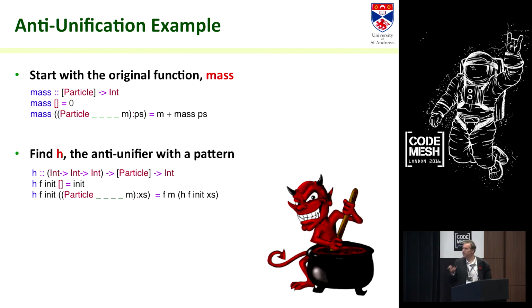So what we have to do is find the H, the anti-unifier, with some pattern. So what you can figure out is, well, H is a function, and what it does, it takes a function as an argument, something called init, and a list, and gives us back init. Or it takes a particle, and what it does is apply some function to M, and then recurse. It's a fold, yes, very good. Well spotted. It's a fold. See, you can do this stuff. You don't need the computer to do it for you.